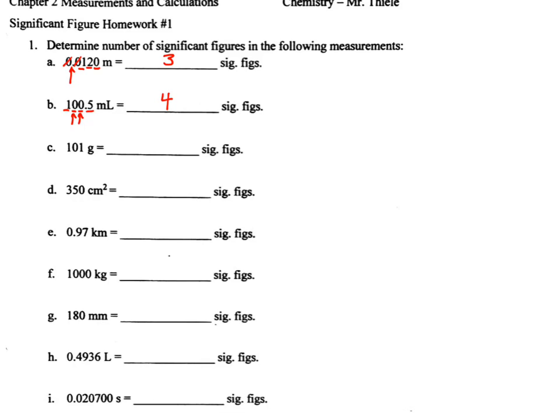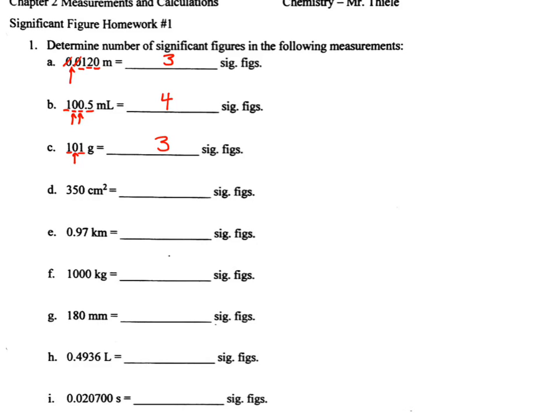Next we have 101 grams. All non-zero digits are significant, so both ones are significant, and if you have a 0 in between 2 non-zero digits, it is also significant. So again, every number here is significant for 3 significant figures.